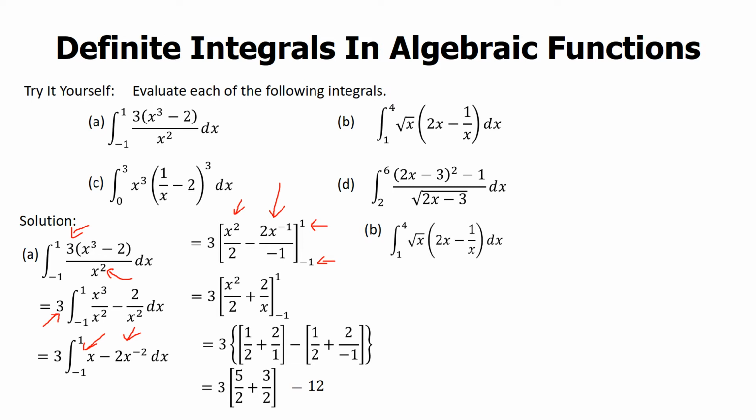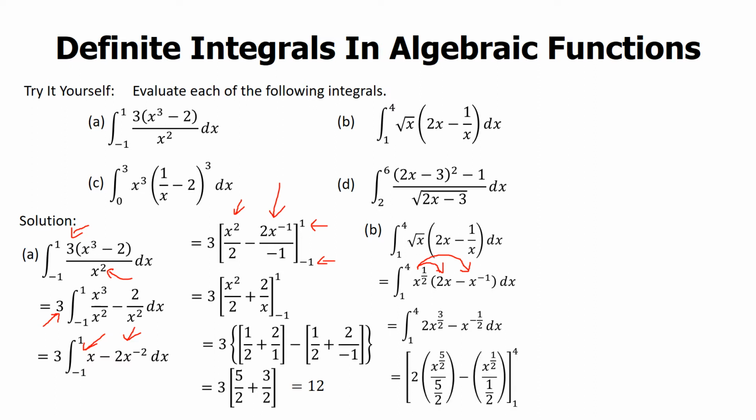For B, integration from 1 to 4, square root of x times 2x minus 1 over x dx. So now we change everything into indices form first, which is integration from 1 to 4, x to the power half times 2x minus x to the power of -1 dx. Then we multiply the x to the half inside the bracket, which gives us integration from 1 to 4, 2x to the power of 3 over 2 minus x to the power of -half dx. And now we can start to integrate.